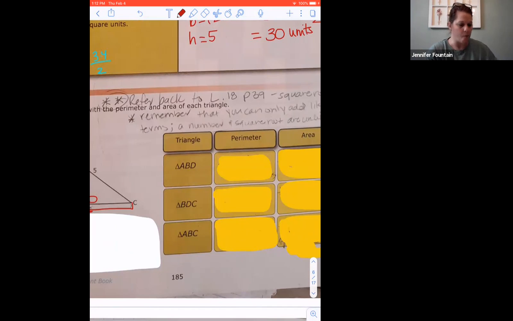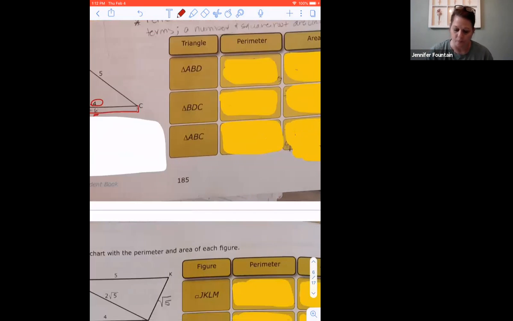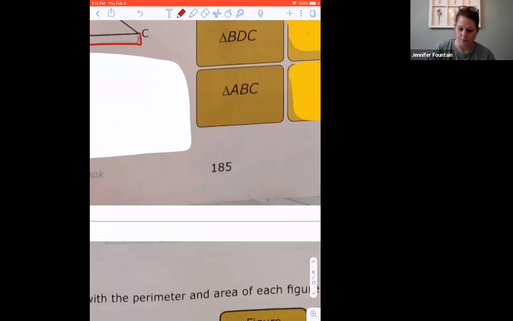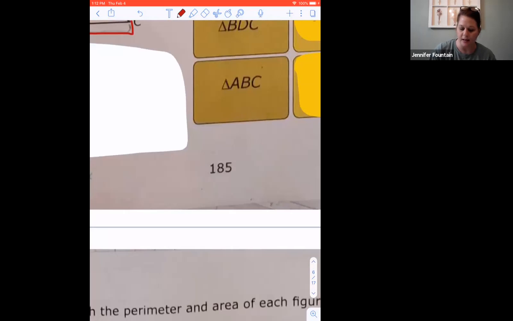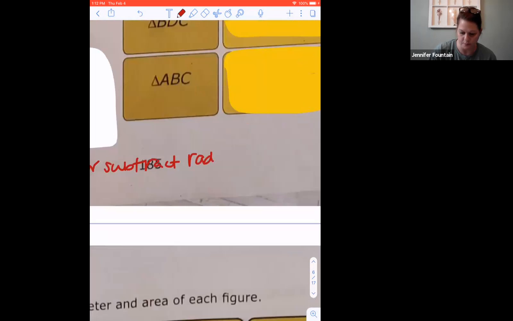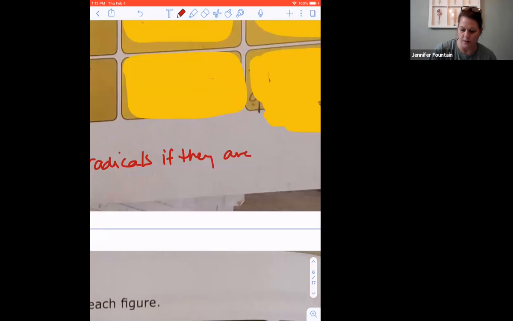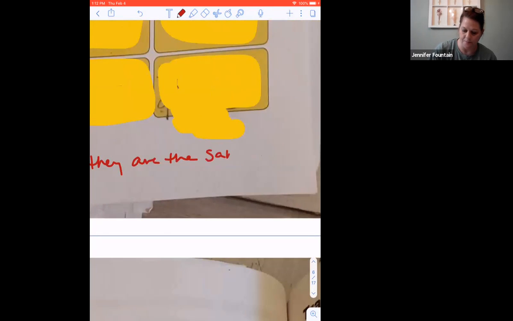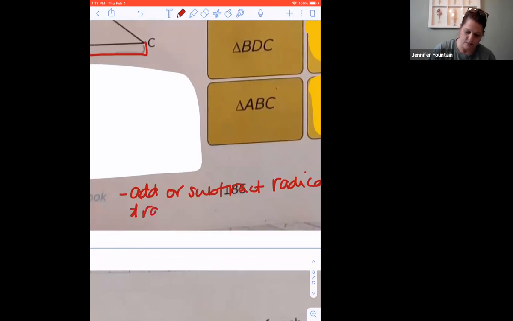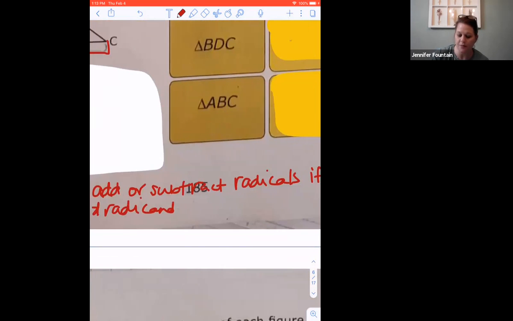And let's think about square roots for a minute. Okay? Remember my rules for square roots. My first one is I can add or subtract radicals if they are the same index and radicand.